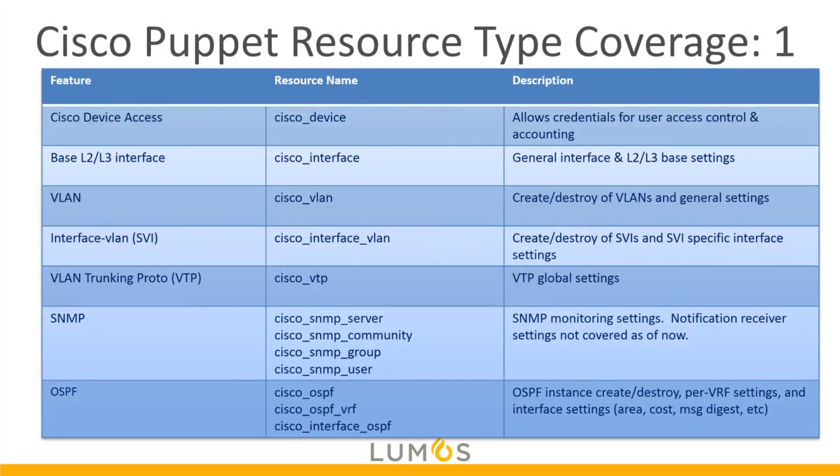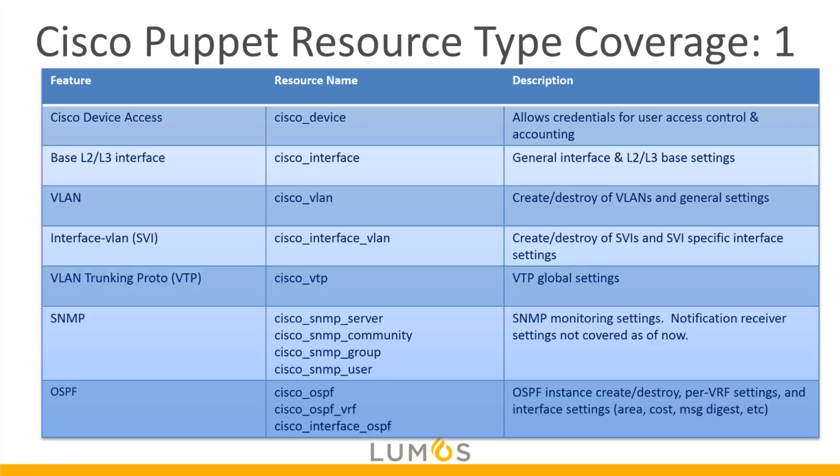So we have a few different pages of the various Puppet resource types specific to Cisco. On the left column, we have the feature, what the resource name is in Puppet, and then a description. For instance, our Cisco device access is labeled as Cisco_device, and this allows for credentials, RBAC, user control, and accounting. We have our basic layer 2, layer 3 interface configuration.